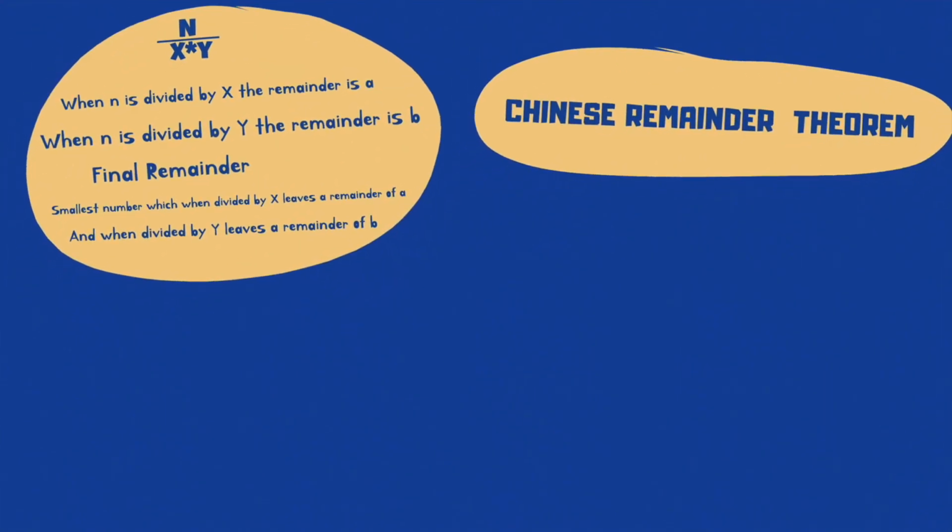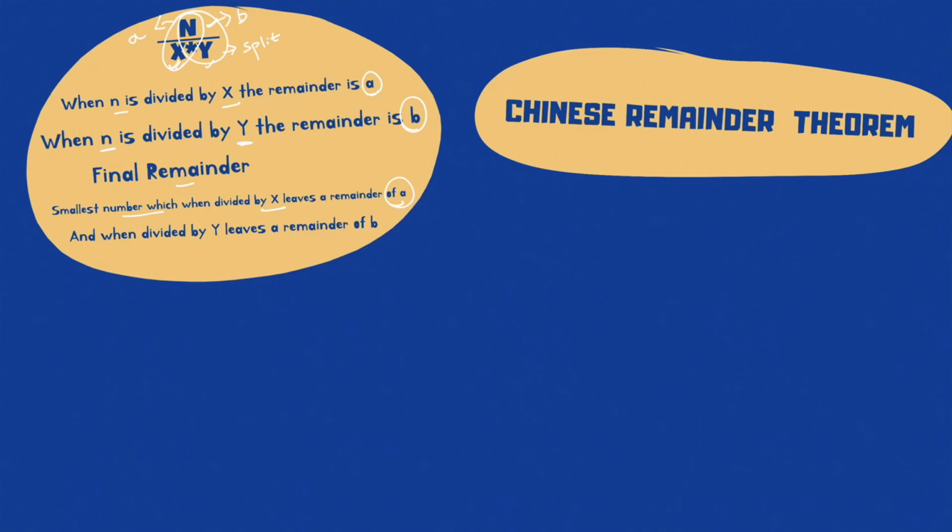Now the next theorem we move on to after the Fermat theorem is the Chinese remainder theorem. Now let's understand what this is. Say I've been given a numerator as n and I split the denominator into x and y. Then first I get a remainder when n is divided by x, the remainder is a. When n is divided by y, I get the remainder as b.